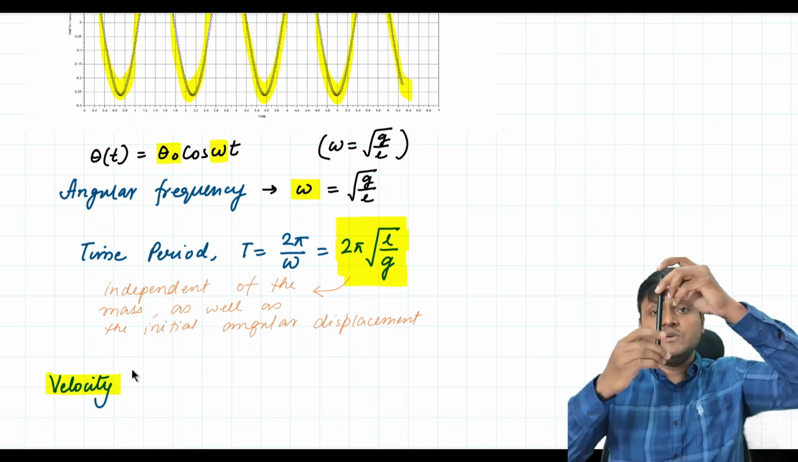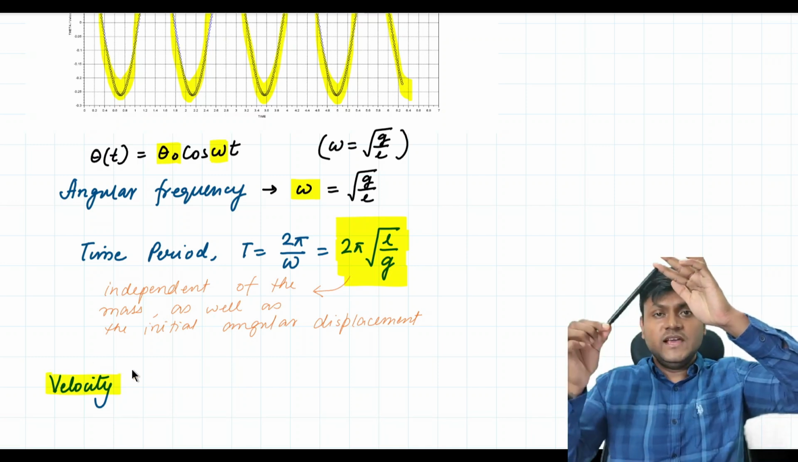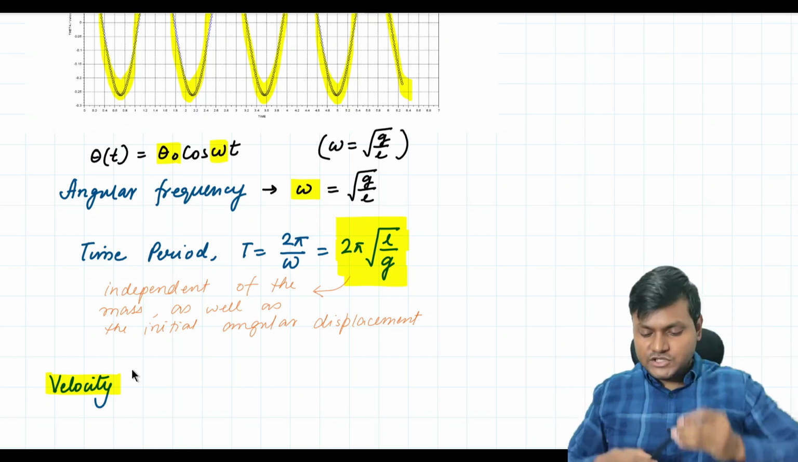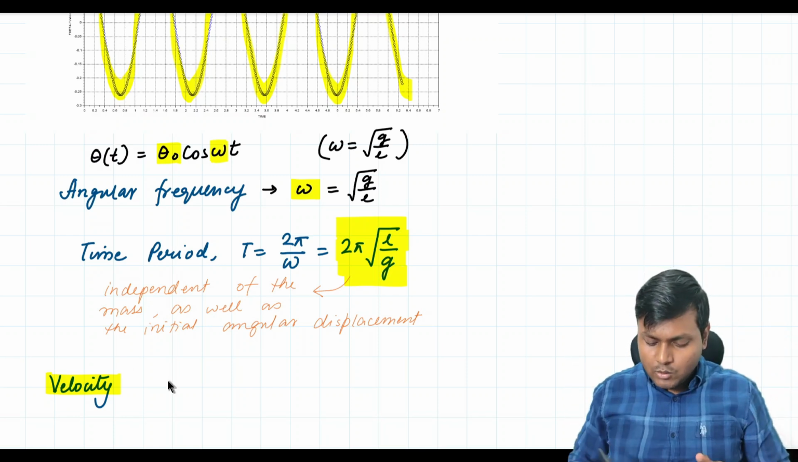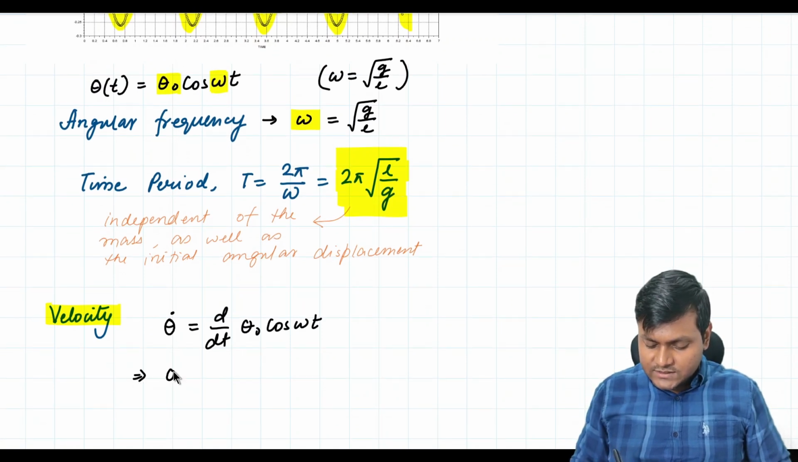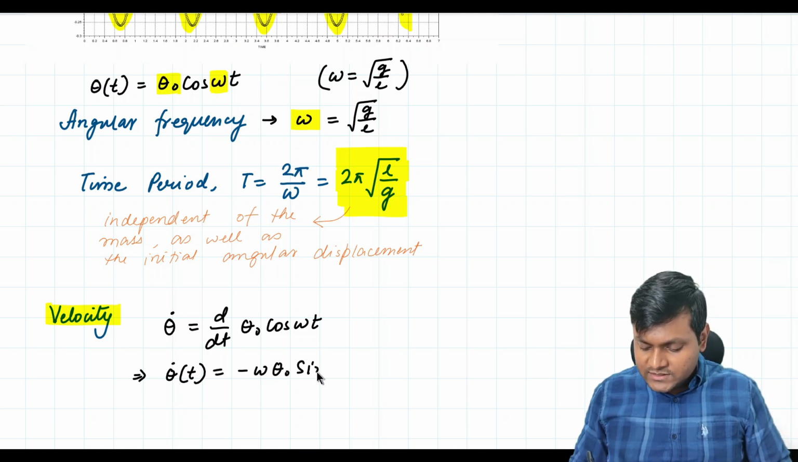As the pendulum is oscillating back and forth in some kind of a simple harmonic fashion, how does the velocity component change? Well, that can simply be obtained by looking at theta dot. So what is theta dot? It's a time derivative of theta. So this is d by dt of theta naught cos omega t. As you can see, this gives us quite simply minus omega theta naught sine omega t.